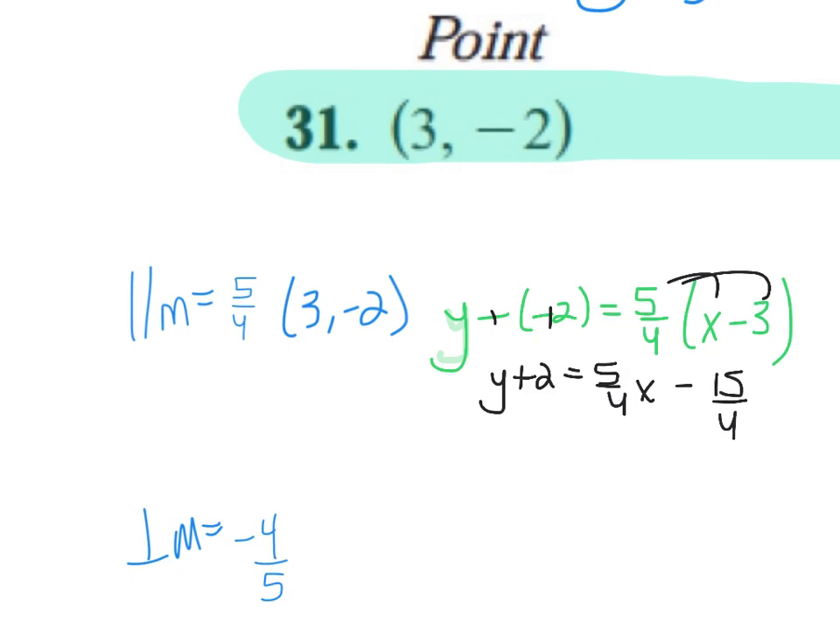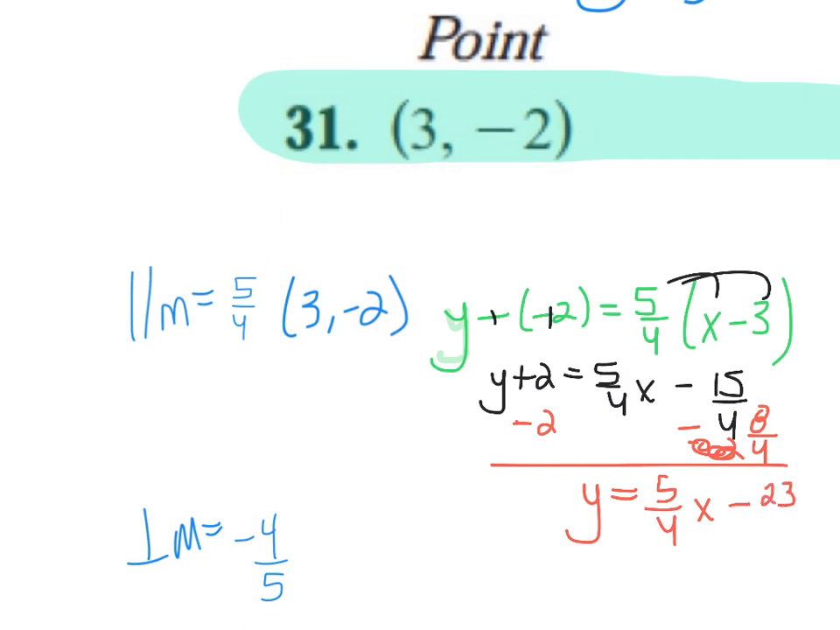Agreed? Okay, so now what do I do? I want y by itself. So subtract 2. So I have y equals 5 over 4x. I'm going to change 2 to fourths. So that would become what? 8 over 4. So what's -15 and -8? -23 over 4. That's it.